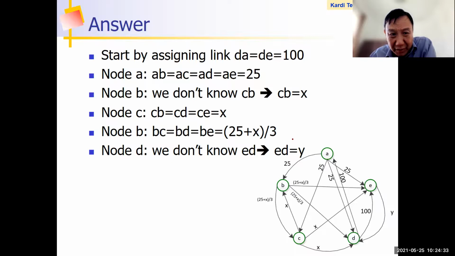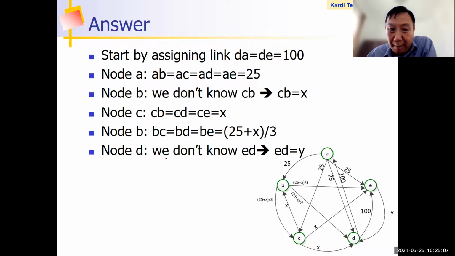But the problem is in node B, you don't know CB. So if you don't know, then you assume X. Okay, so you need to create variables. So this network is a little bit more complicated. Because you know the probability distribution, then you calculate that. You can say that CB equal to CD equal to CE, which is equal to X.